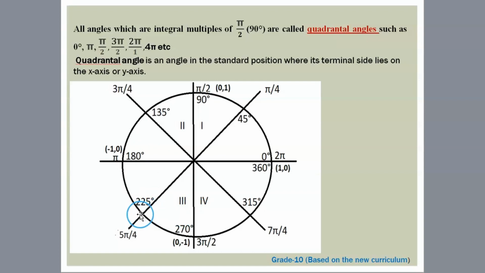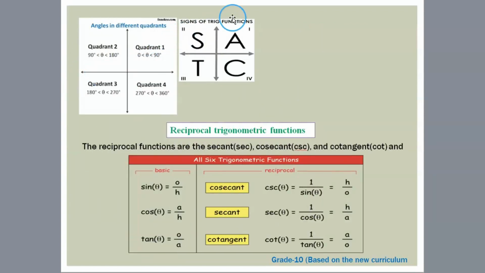In the fourth quadrant x is positive and y is negative. When we come to signs of trigonometric functions, look, in the first quadrant all are positive. Sine is positive, cosine is positive and tangent is positive.